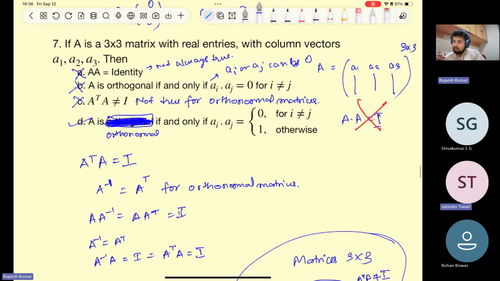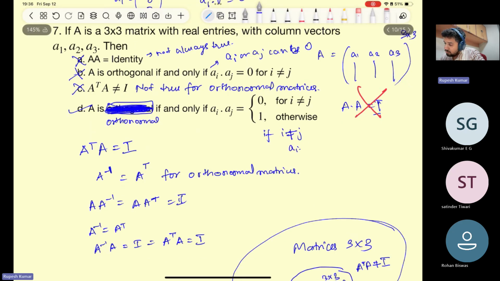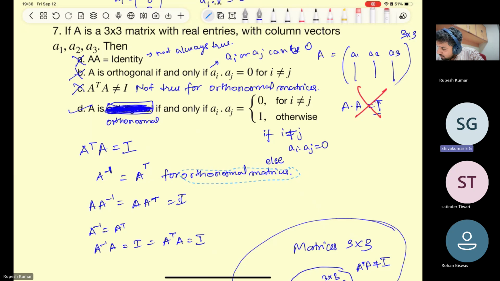Yeah. Look, this kind of notation is used in maths whenever you want to put if and else conditions. Think of it like this: if i is not equal to j, then ai dot aj equals 0. Else, meaning if i equals j, then ai dot aj is equal to 1. So think of it like this. Now it's clear.